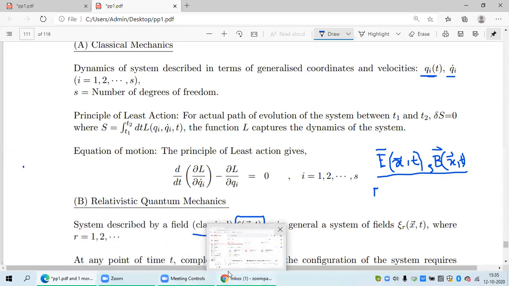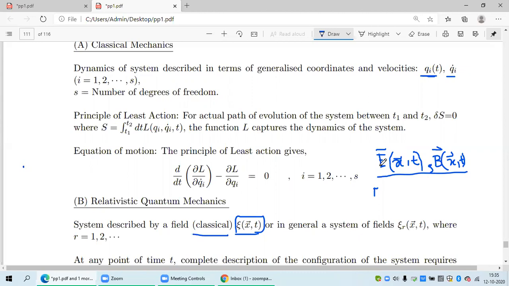Two independent components we need, because other components are fixed by gauge invariance. Forget about gauge invariance. Suppose at any instant of time, say at 10 p.m., you want a complete description of the electromagnetic field in your room. What is the nature of the electromagnetic field in my room? I want the complete description.